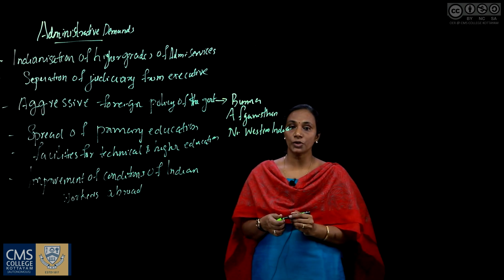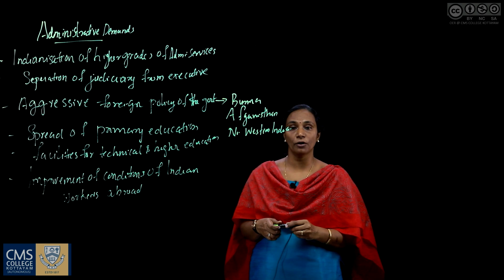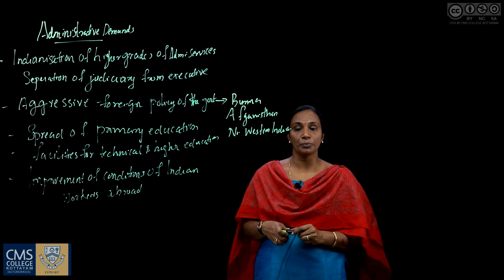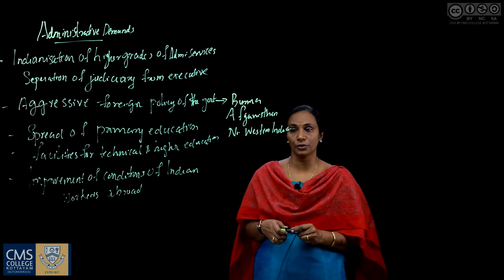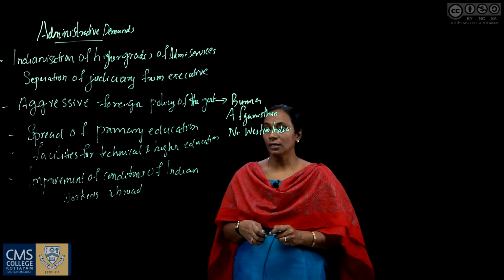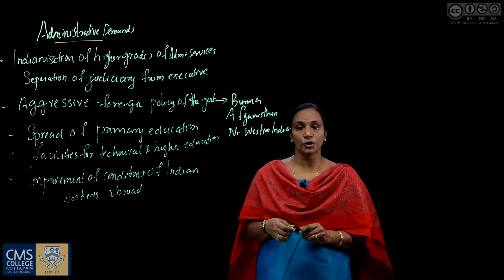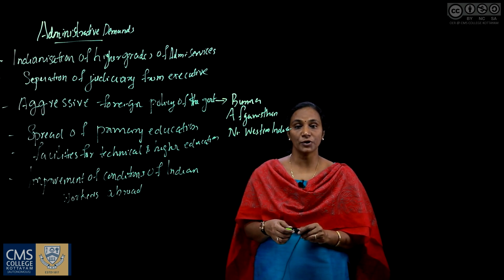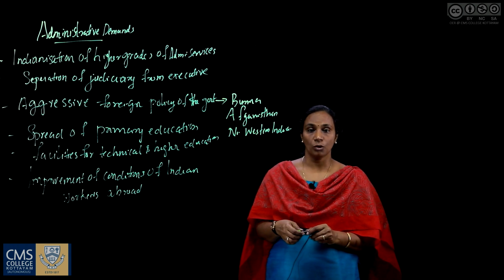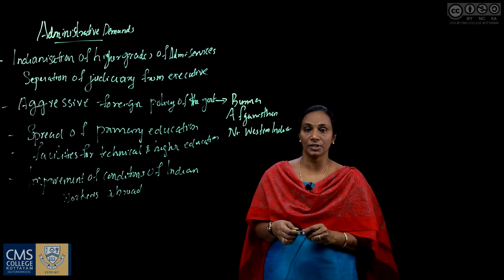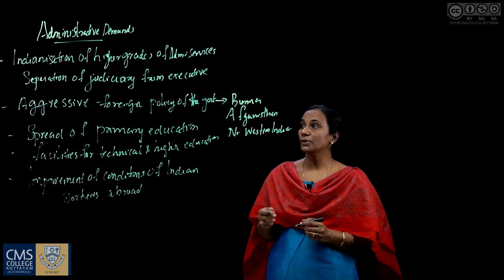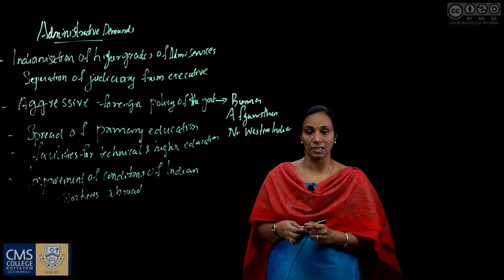The nationalists also demanded that the government spread primary education among the masses. Also, they asked the government to make facilities for technical and higher education. The moderates also asked the government to improve the conditions of Indian workers abroad, especially in other British colonies, who were facing racial discrimination and oppression there. So, facilities should be made to improve the conditions of Indian laborers abroad. These were some of the administrative demands put forward by the nationalists.